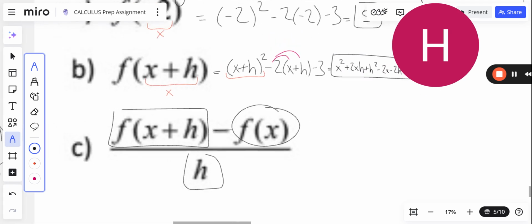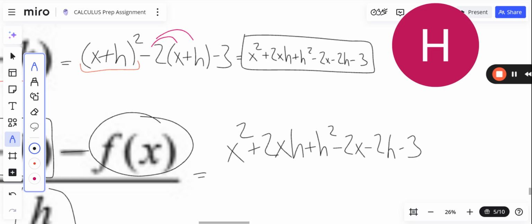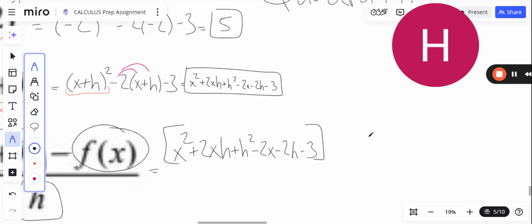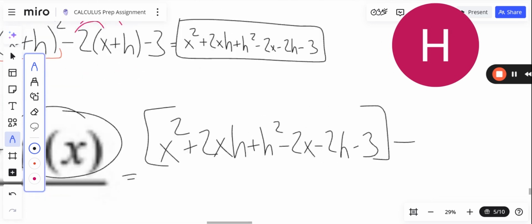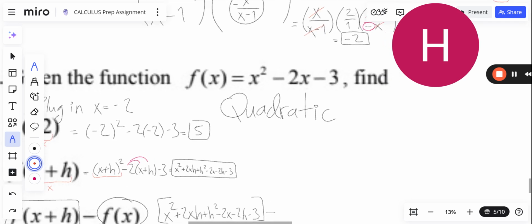So let's just take a look at that. We've already done the f of x plus h. So when we expand all of that, we're going to end up with x squared plus 2xh plus h squared minus 2x minus 2h minus 3. That is my f of x plus h. Then we're going to subtract from that, I'll put it in round parentheses, the function f of x. So we're not plugging in anything, just rewriting it with x. Right, where's that original function at? Here it is. x squared minus 2x minus 3.